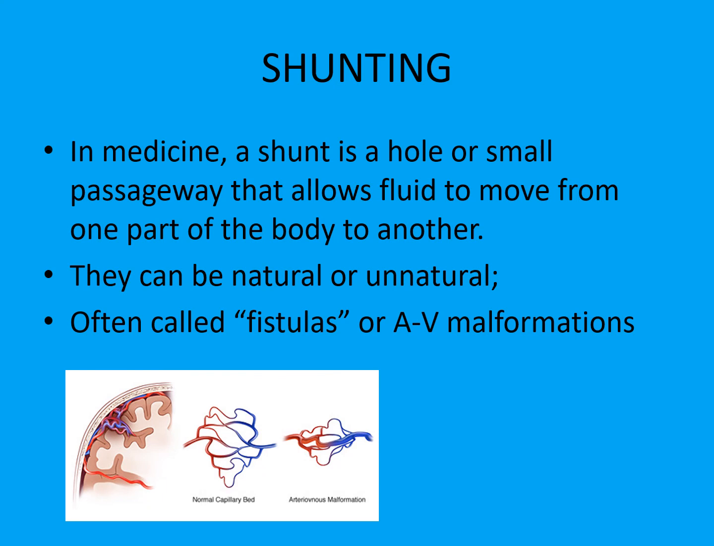So in medicine, we can do this. It can be a naturally occurring one. One is called a fistula or an AV malformation. These are little things where you can get an arterial and a venous vessel that sort of fuse together, right?